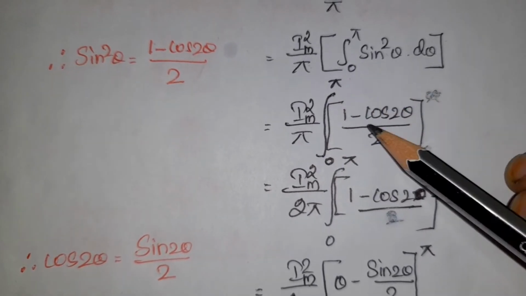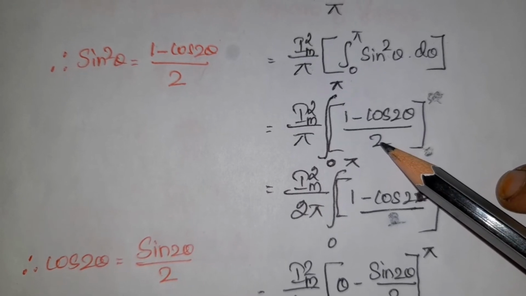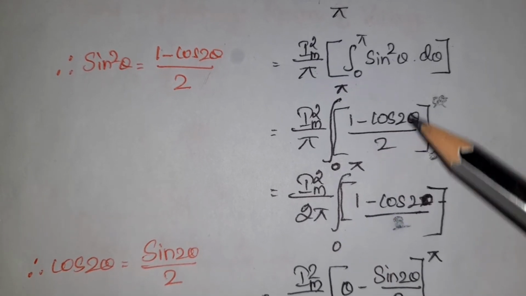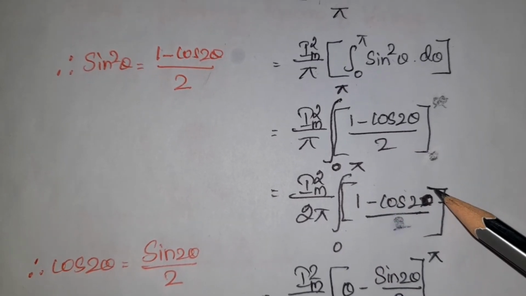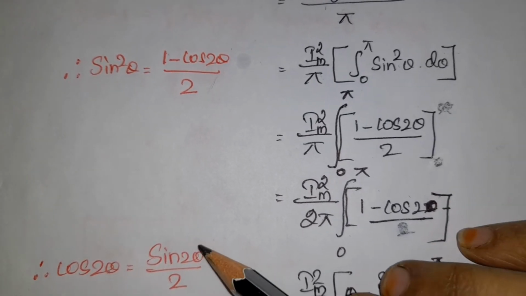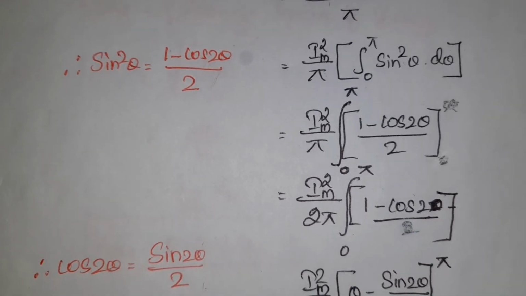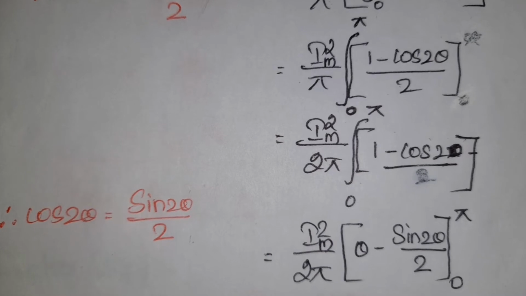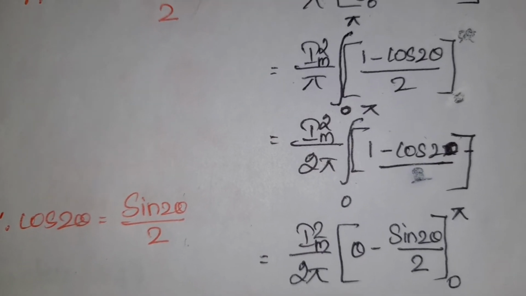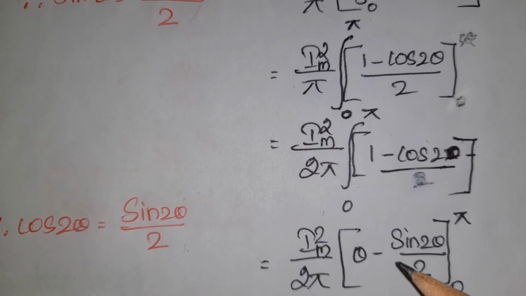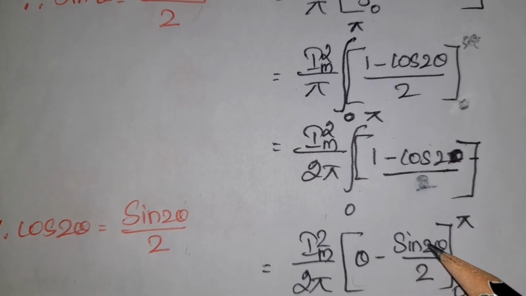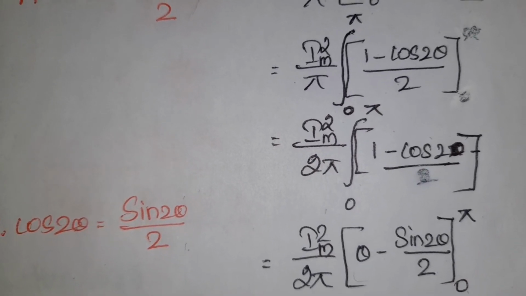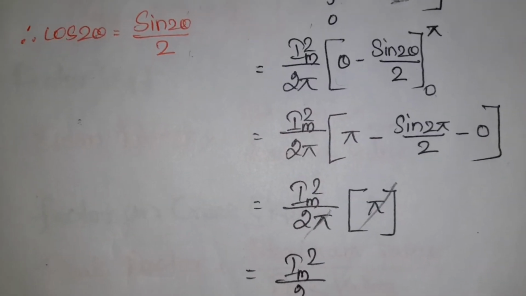So the constant portion we have to take outside. (1 minus cos 2 theta) divided by 2, in this 2 we have to take outside, 2 pi. From this, only 1 minus cos 2 theta remains. Now we have to integrate the value of cos 2 theta. We already know the integral of cos 2 theta is sin 2 theta divided by 2. So integrating 1, the value will be theta, and integrating cos 2 theta gives sin 2 theta divided by 2.